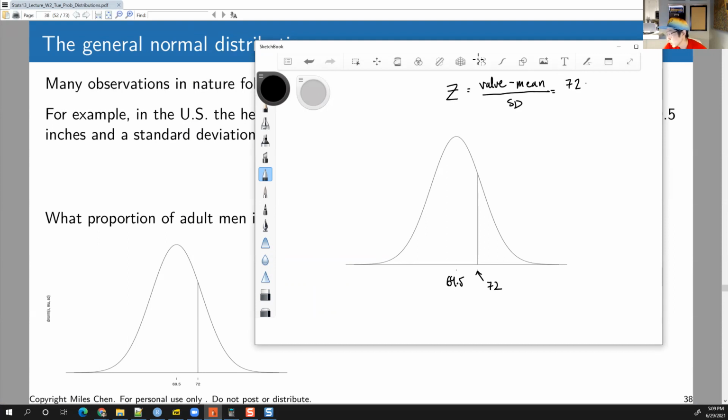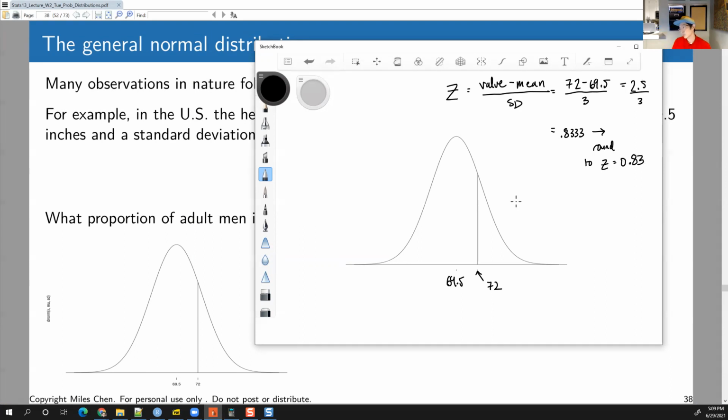So our distance from the mean, 72 minus 69.5, is 2.5. How many standard deviations is 2.5 inches? Well, each standard deviation is 3 inches, so 2.5 is a little bit less than 1 full standard deviation. So we're a little bit less than 1 full standard deviation above the mean. 2.5 divided by 3 gives me 0.8333, and I'm going to round to z equal to 0.83.